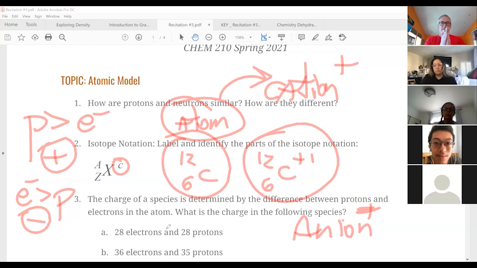So if you have one more proton than electron, yes, you have a net positive charge. And yes, you are an ion, but you're no longer that element. You're a new element. You're the next one up on the periodic table.